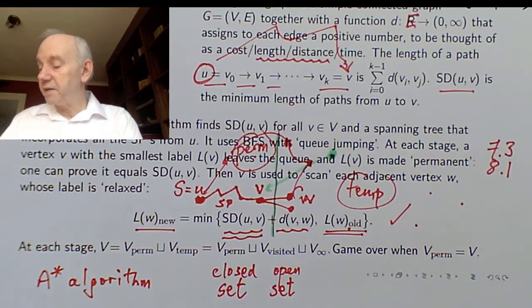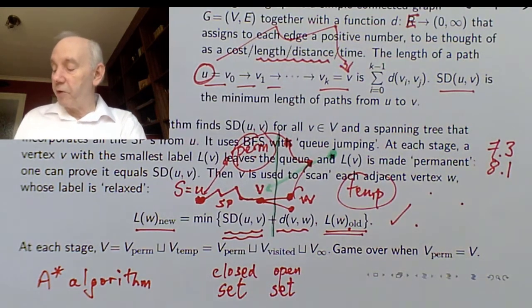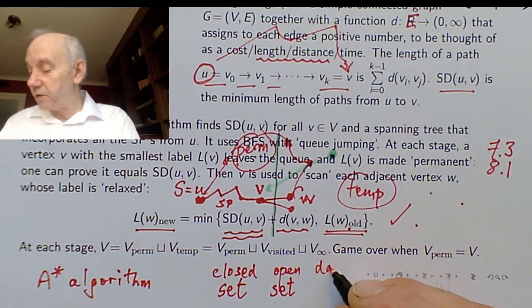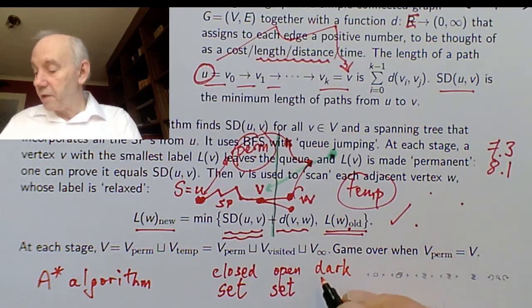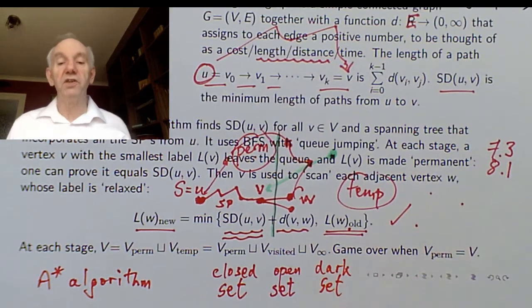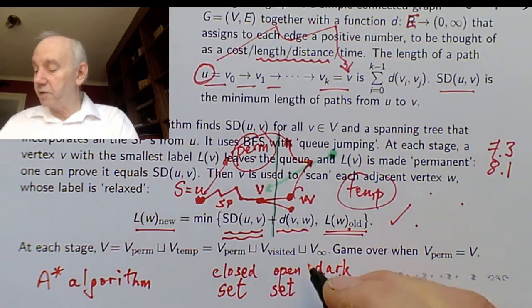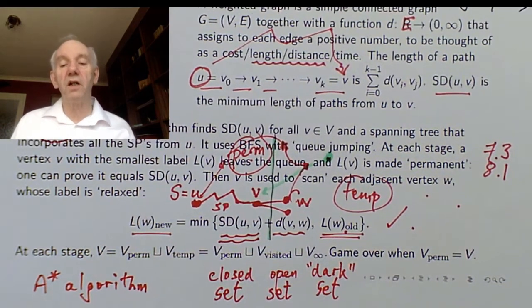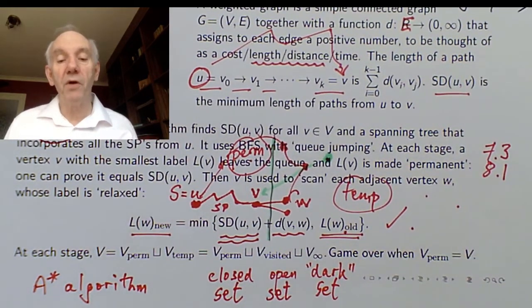So the set of vertices labelled infinity doesn't have a name. I'm going to call it the dark set. Dark because it hasn't been seen yet by the permanent vertices. So this is my terminology. The others are fairly standard. In fact, there's a nice little old video clip by someone, I put the link on, explaining the A-star algorithm. Although it's slightly different, it makes you understand a bit more in practice how Dijkstra's algorithm works.